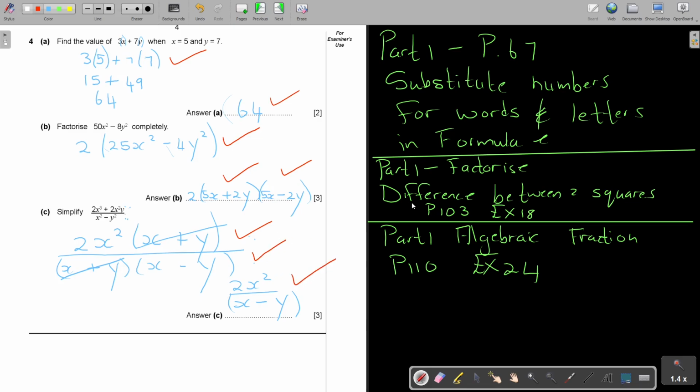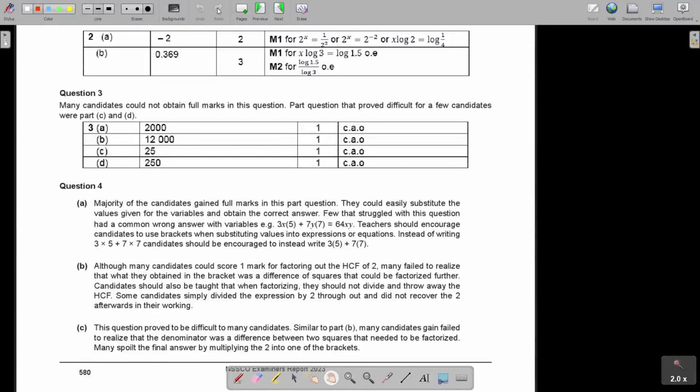But let's go to the exam report and look at those 3 questions. Okay, let's look at the report. The majority of the candidates gained full marks in this part question. Excellent. They could easily substitute the values given for the variable and obtain the correct answer. Few that struggled with this question had a common wrong answer with variables, where they forgot to take out the x. Do you see? Teachers should encourage candidates to use brackets when substituting values into expressions or equations.